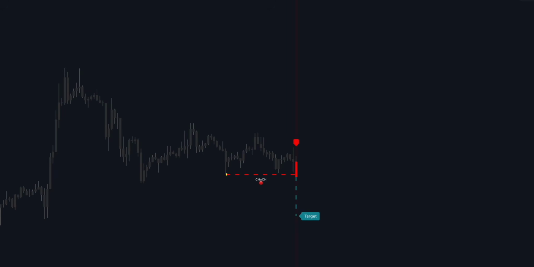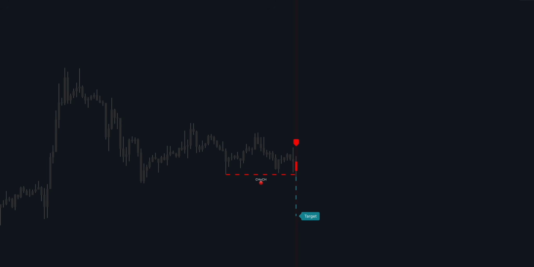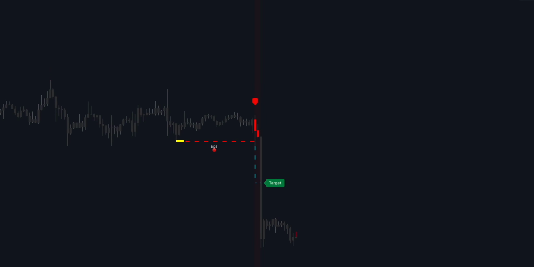Similarly, if the previous low is broken for the first time after an uptrend, the indicator identifies it as a change of character. If the low gets broken for the second time after a change of character, the indicator flags it as a break of structure.